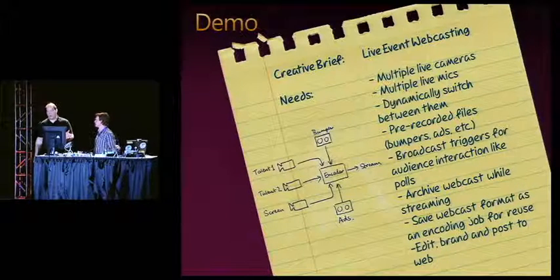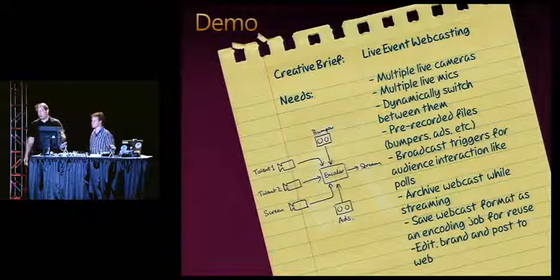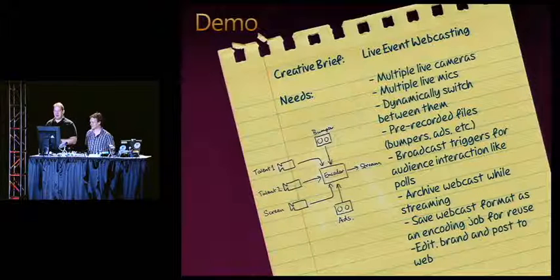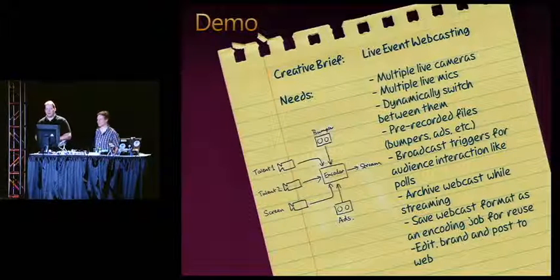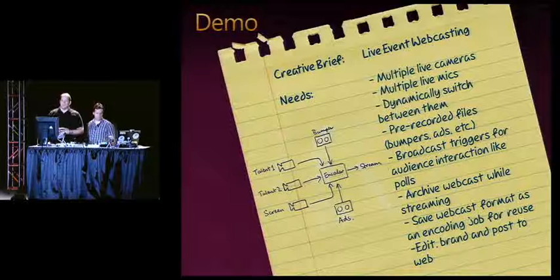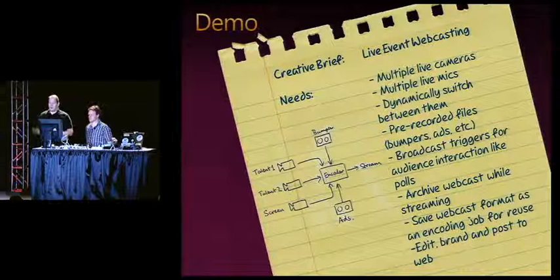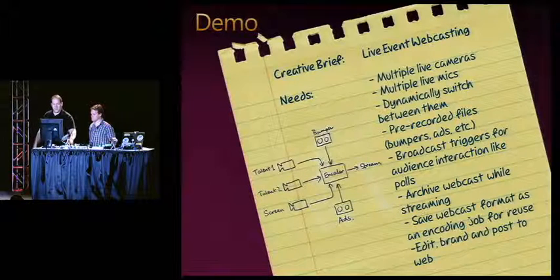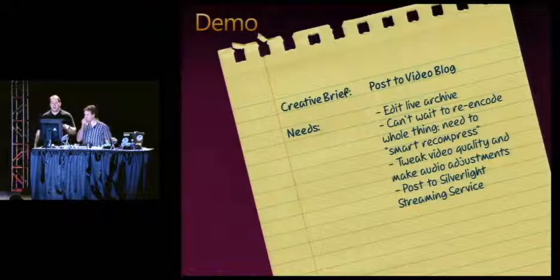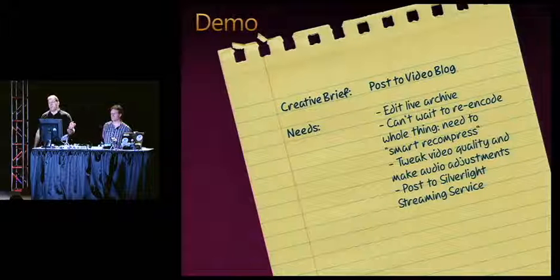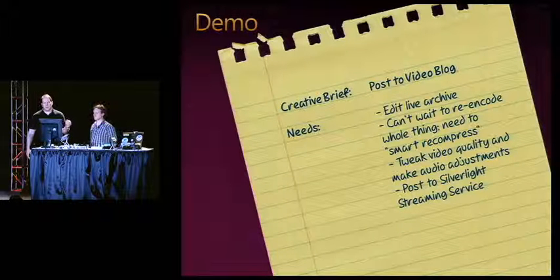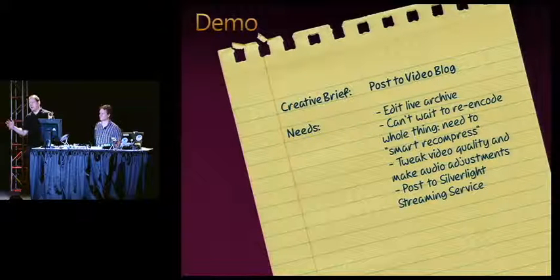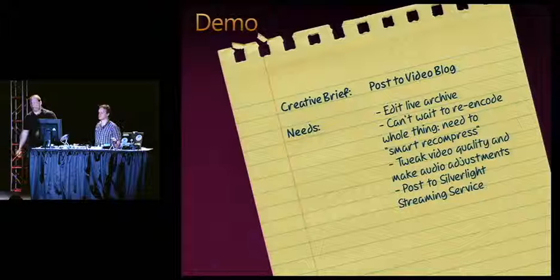And these triggers could be for things like closed captioning, and they could be for things like, have you heard of Microsoft Bob type of interactive polls, or anything to monetize this event for advertising, for example. And then they want to save the webcast so that they can turn it into on-demand video later. And then they want to be able to post it to video blogs. So some of the needs are that we'll need to be able to edit it, because there might be things in the live that we just don't want to put in the archives.